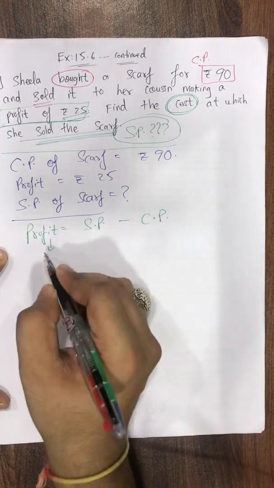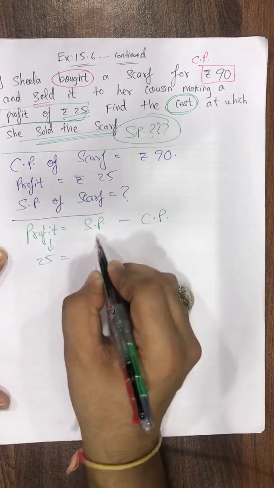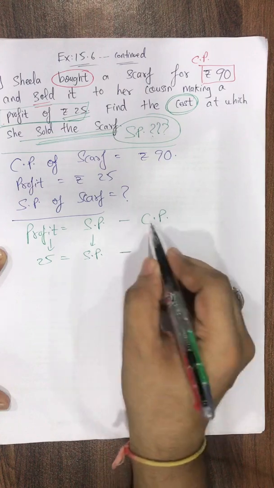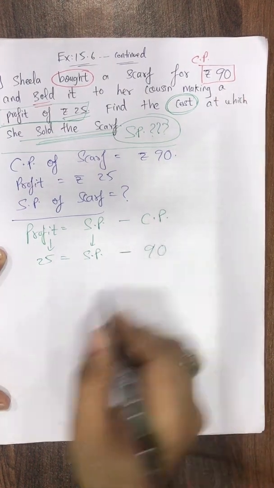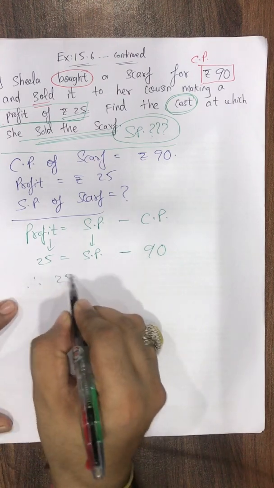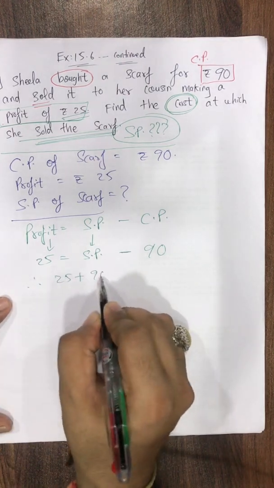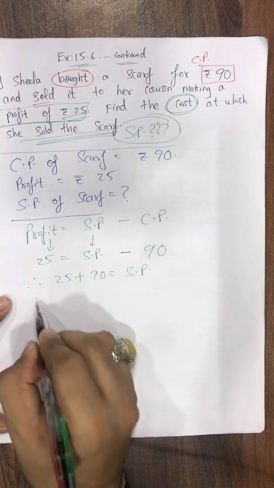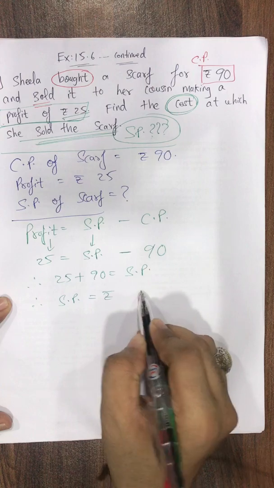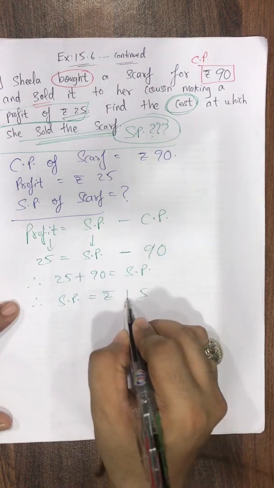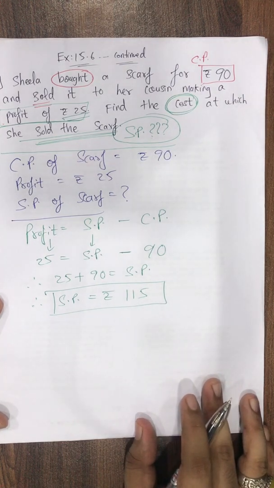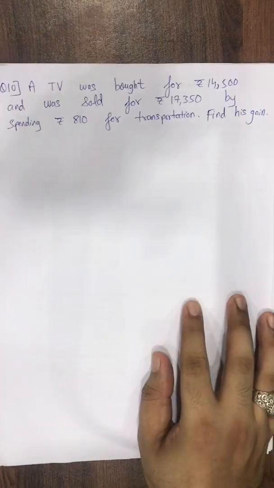Now tell me what profit she earned. She earned 25. Selling price is unknown, so I'll write SP only, minus cost price, which was rupees 90. I want to find selling price. Minus 90 will come on the left hand side, so it becomes plus 90. So 25 plus 90 is equal to selling price. Therefore, students, selling price will be equal to rupees 115. It was a very simple question, students. Please pause the video and do it fast.